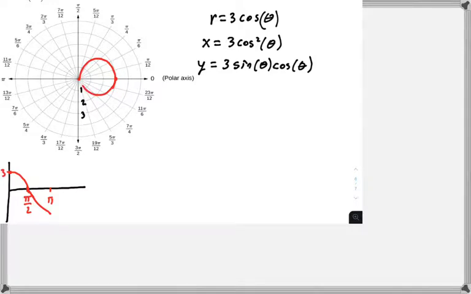And so all of this negative portion here is going to be sent back this way. And so we get a full circle. Now we just get a circle here.